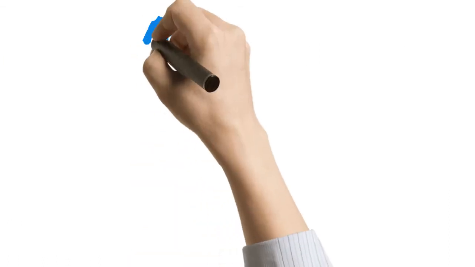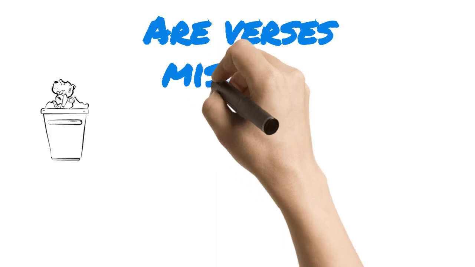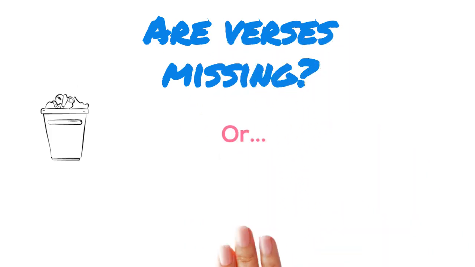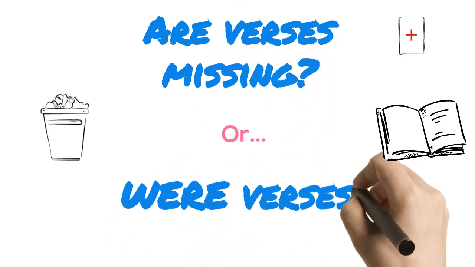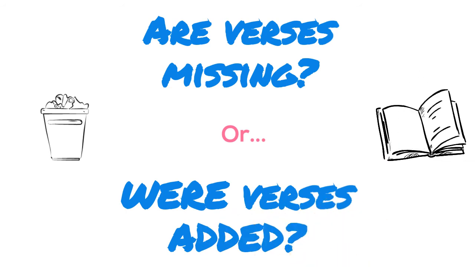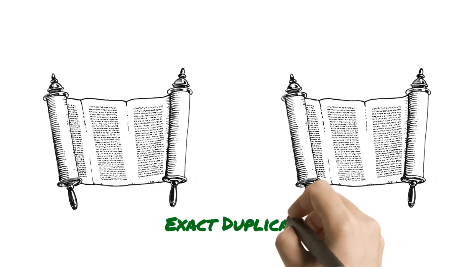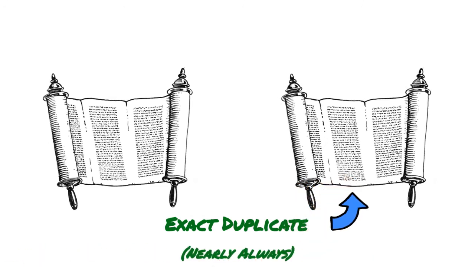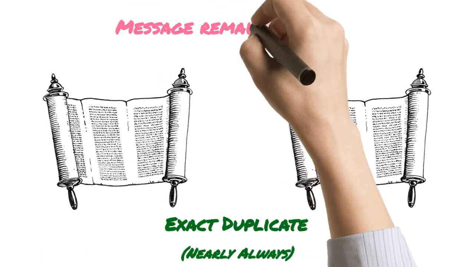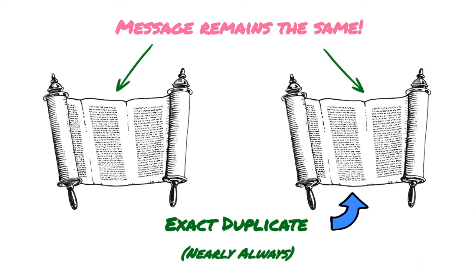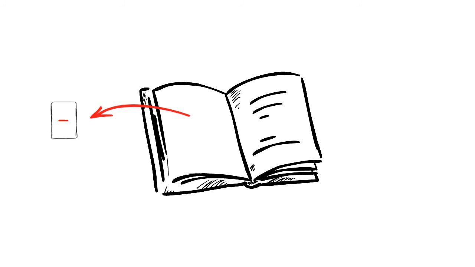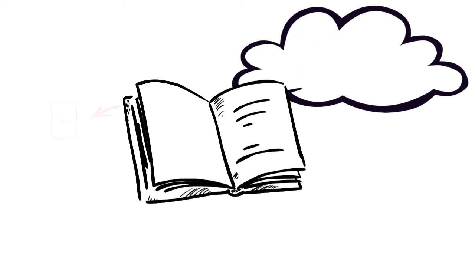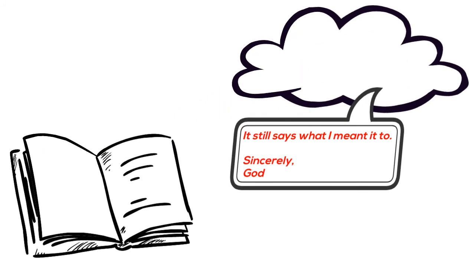With this in mind, perhaps we should consider the question the other way around. Instead of asking, are verses missing? Perhaps we should be asking, were verses added? It is important to keep in mind that even though there are textual variations in the Bible manuscripts, they are of minor significance. None of the discrepancies affect the Bible's crucial teachings. Even if the so-called missing verses were completely removed, the Bible's message would not be altered at all.